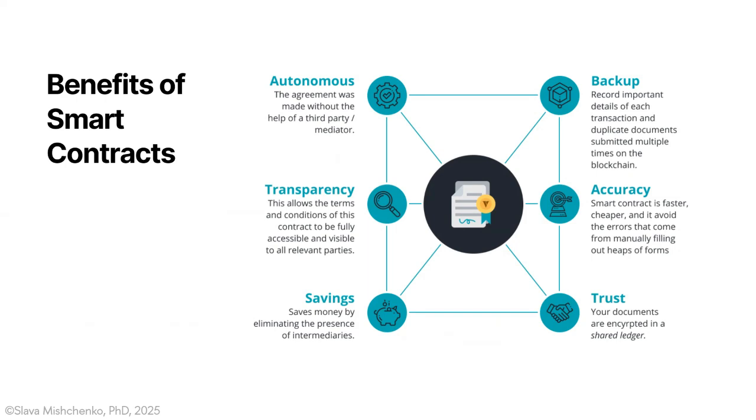Starting with anonymity. This is a game changer, actually, because unlike traditional contracts, smart contracts operate without intermediaries. For example, in my experience, this elimination of middlemen not only speeds up processes, but also reduces the potential for manipulation or human error, for example.